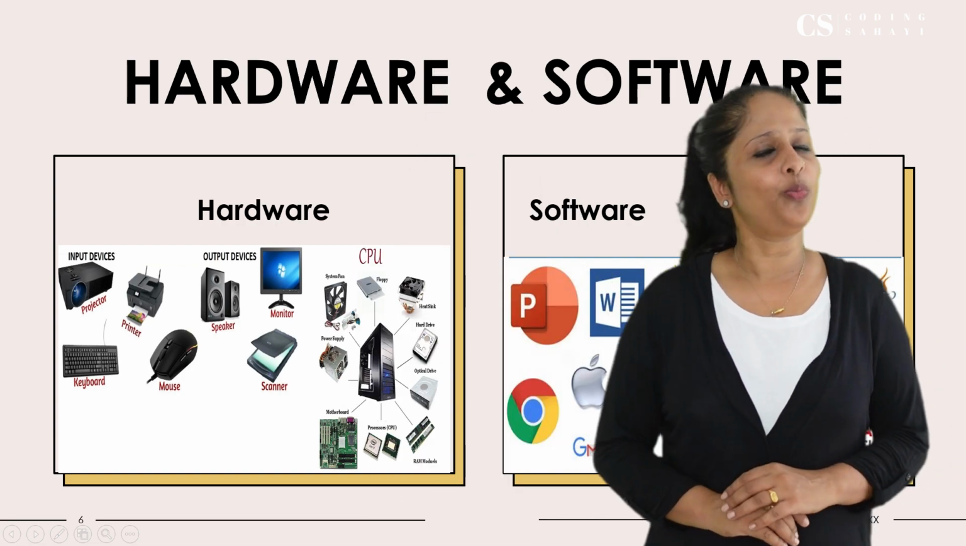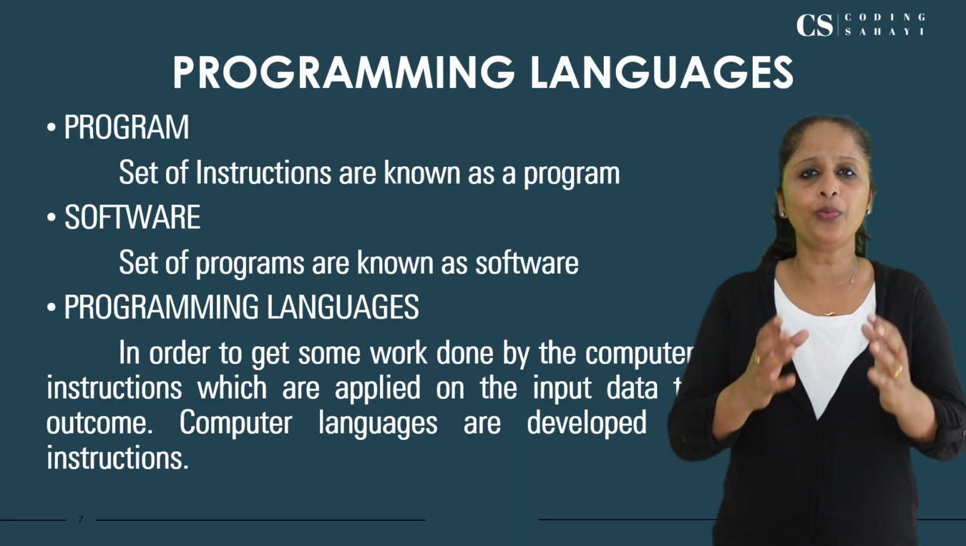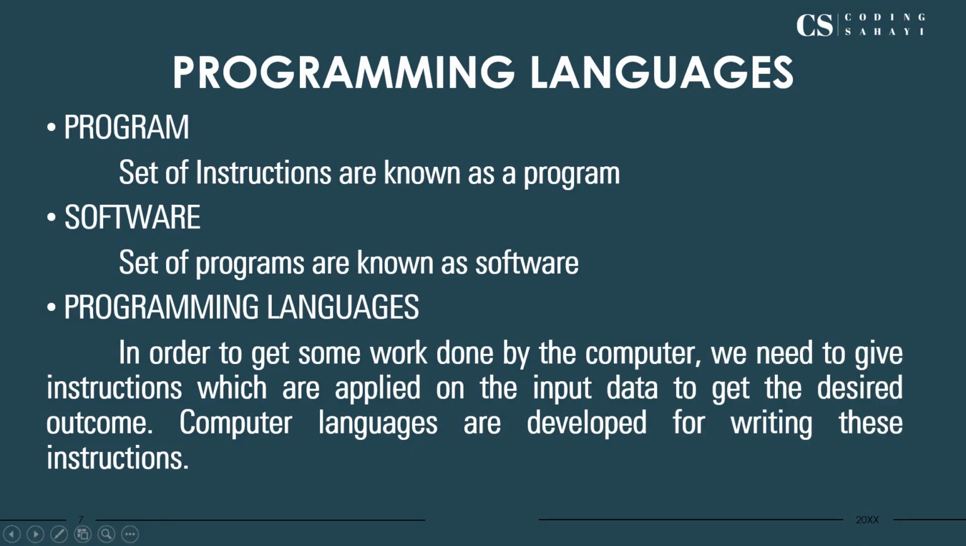So the next topic is programming languages. So what is a program? From the definition of computer itself, I mentioned that computer is an electronic device that can be programmed. So programmed, what does it mean? A computer cannot work independently. It works based on some set of instructions. That is, if we want to add two numbers, we have to give some set of instructions. How to add it? A set of instructions are known as program. And these set of programs are known as a software. A group of programs together make a software.